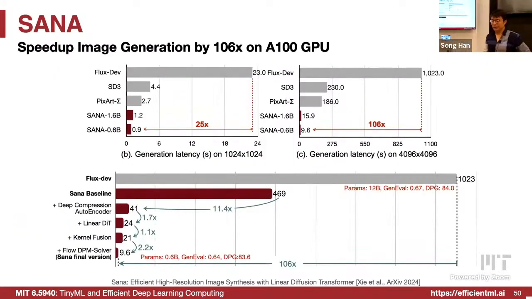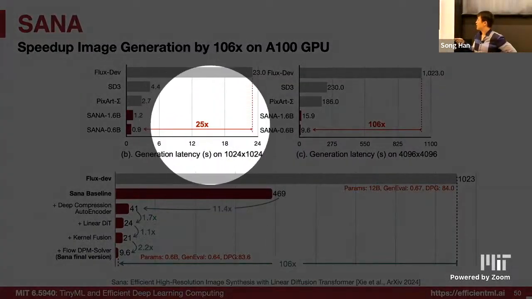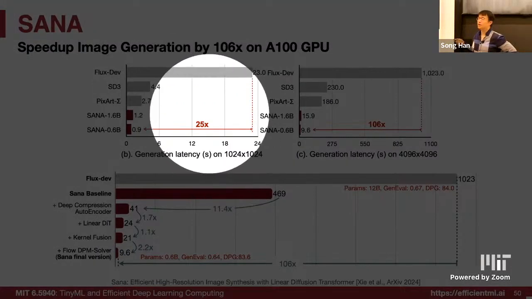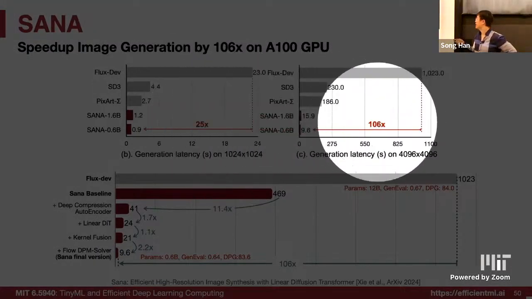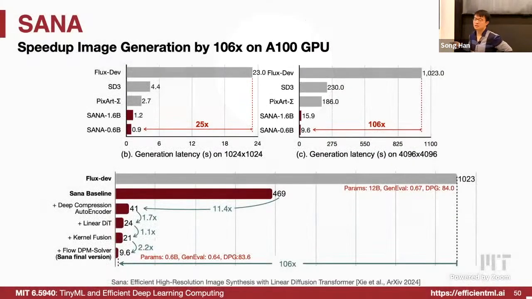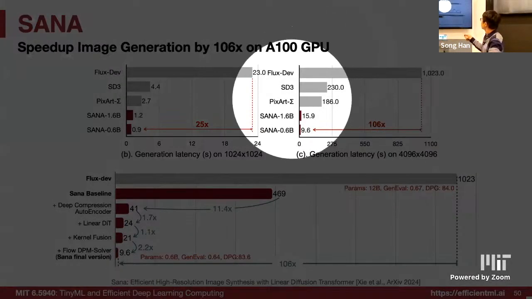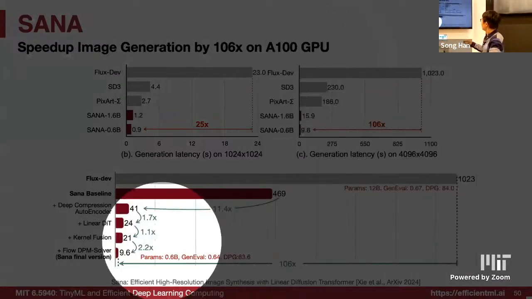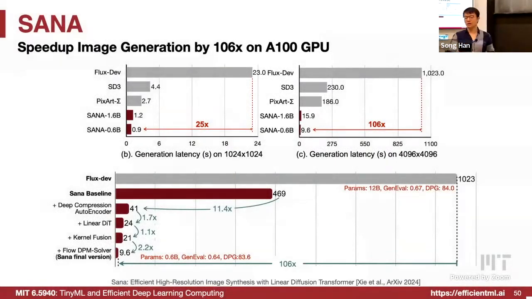All right. Now we have built the SANA based on the above techniques. We can accelerate 1K image generation by 25 times, and accelerate 4K image generation by 100 times, compared with Flux, which is a popular diffusion model these days. So this is Flux, SD3, PixArt, SANA, okay? And where does this 106 times acceleration come from? It comes from deep compression autoencoder, linear DiT, kernel fusion, and also using the flow-based DPM solver.